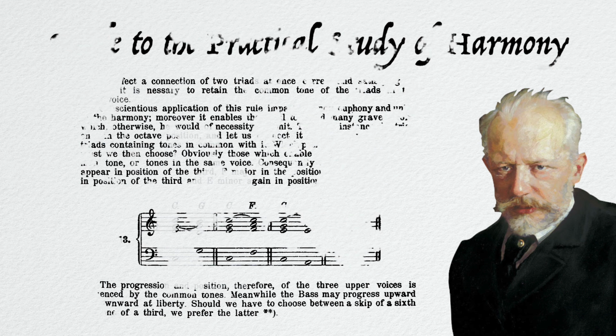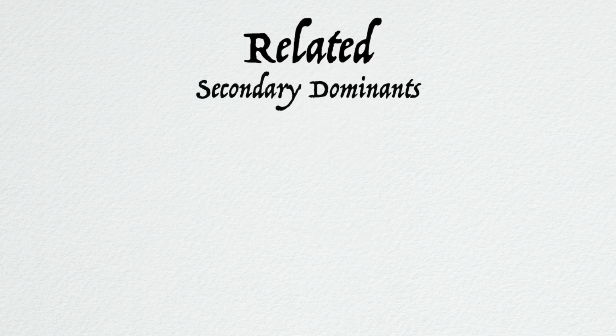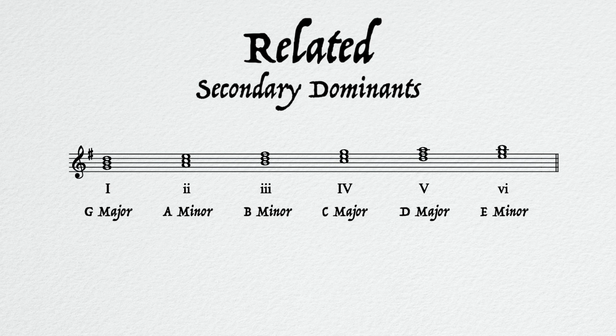Before, I briefly mentioned that I consider there to be 2 different forms of secondary dominants, these being related secondary dominants and unrelated secondary dominants. So what do I consider to be related secondary dominants? For me, this is any chord that has a dominant characteristic that resolves to one of these 6 harmonies. Essentially, you are borrowing the dominants from each of these chords as if you were suddenly in that key.